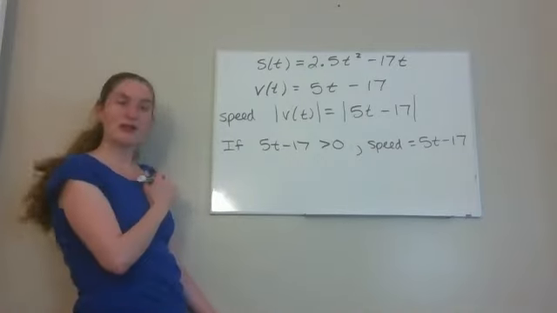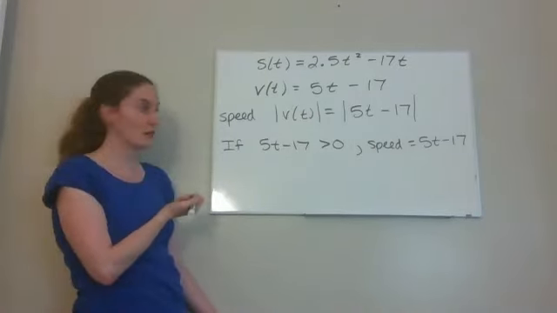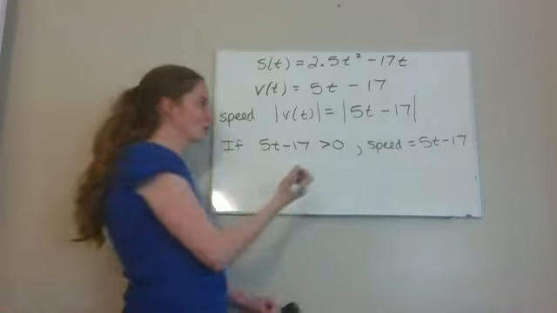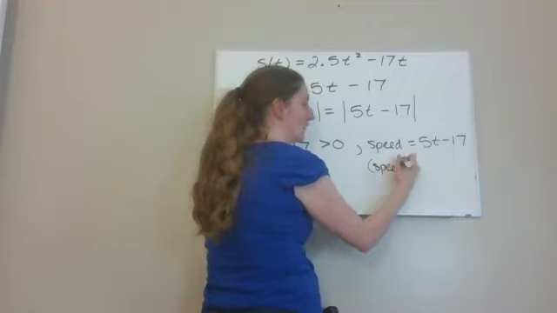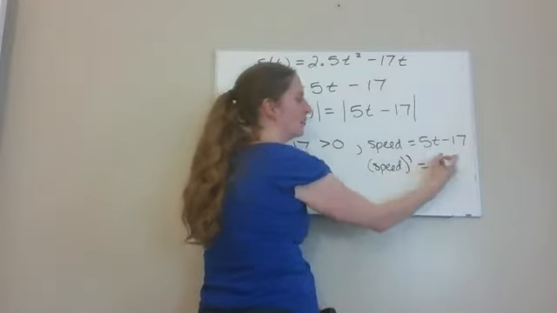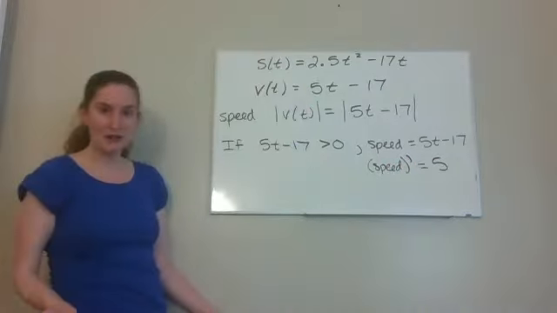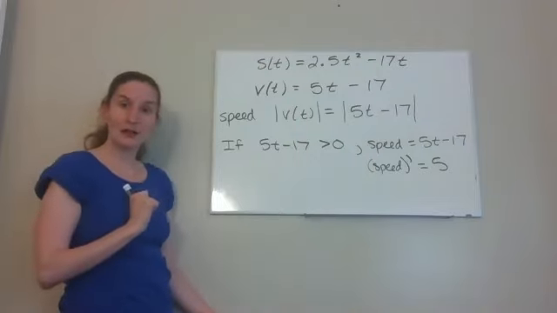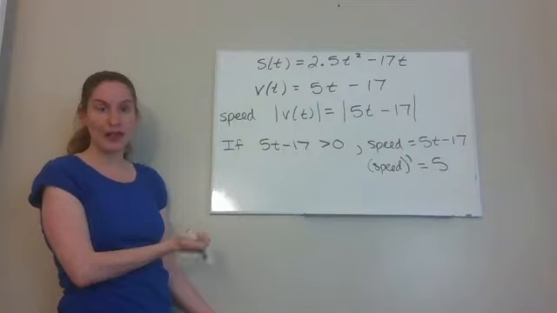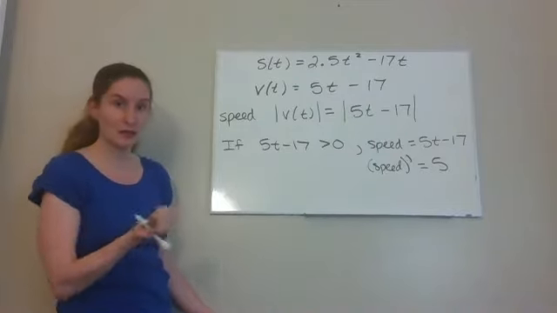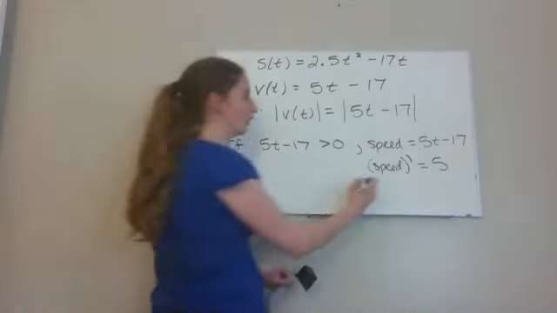So if I have 5t minus 17 as positive, then I can find the derivative of my speed. So I'm just going to call that speed prime is going to be 5. That doesn't have any critical values because 5 is not going to be undefined and 5 is not going to be equal to 0. So no critical values.